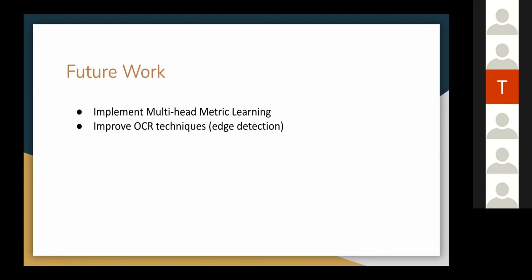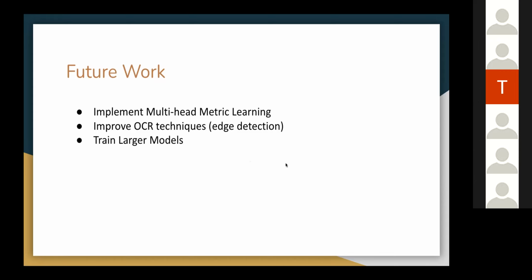One method Dr. Chen recommended was using an edge detection method. So we have an RGB channel, but we could also have an edge detection channel. So at the very least, if we aren't able to detect all the characters accurately, we would still have some information to go off that would improve the model.